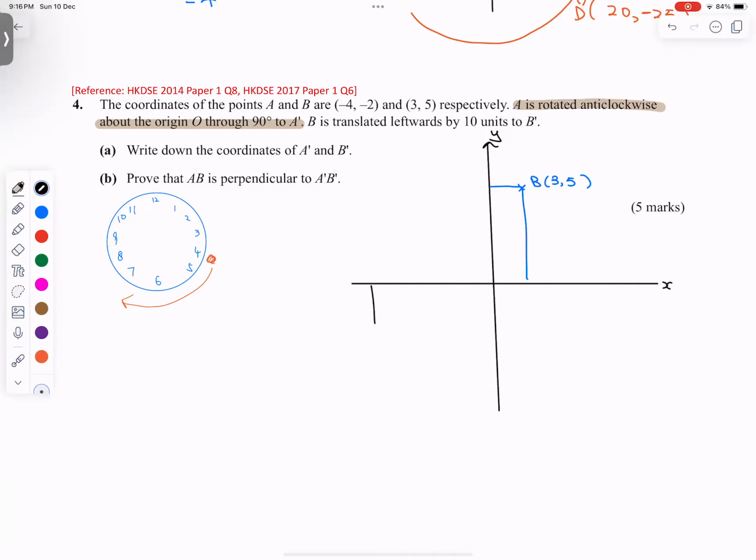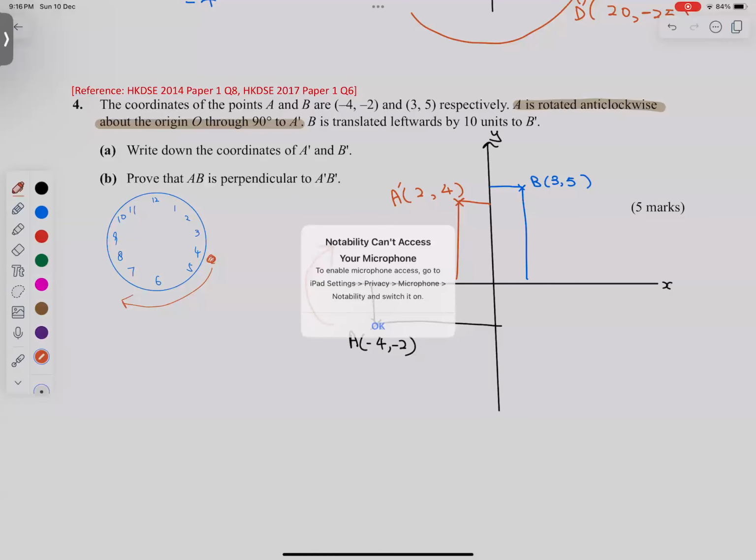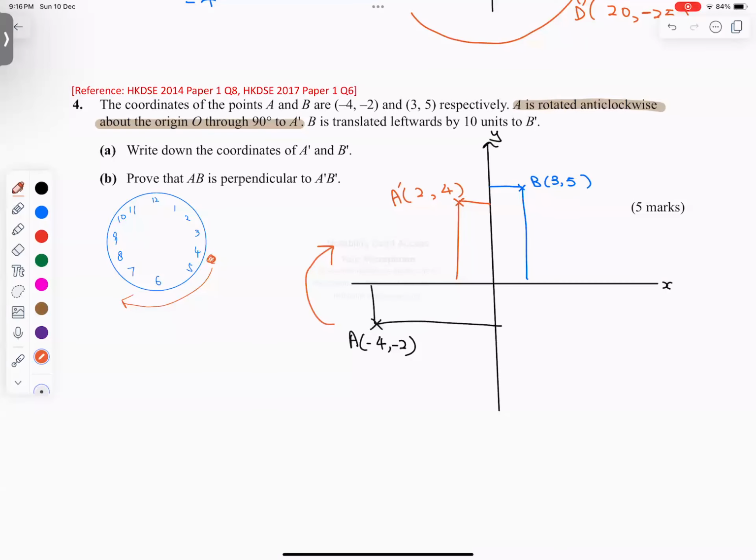And now we have to decide what happens to the x and y. The x here is negative. So put a negative sign. Y is positive, so no change.